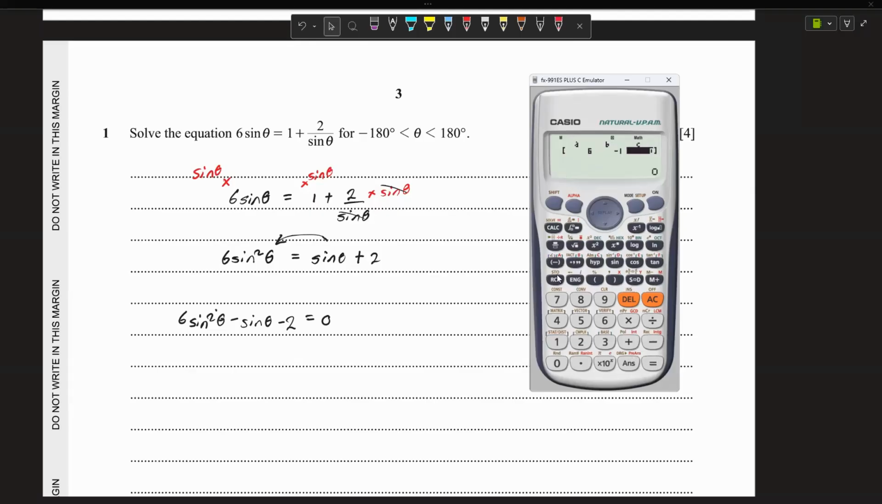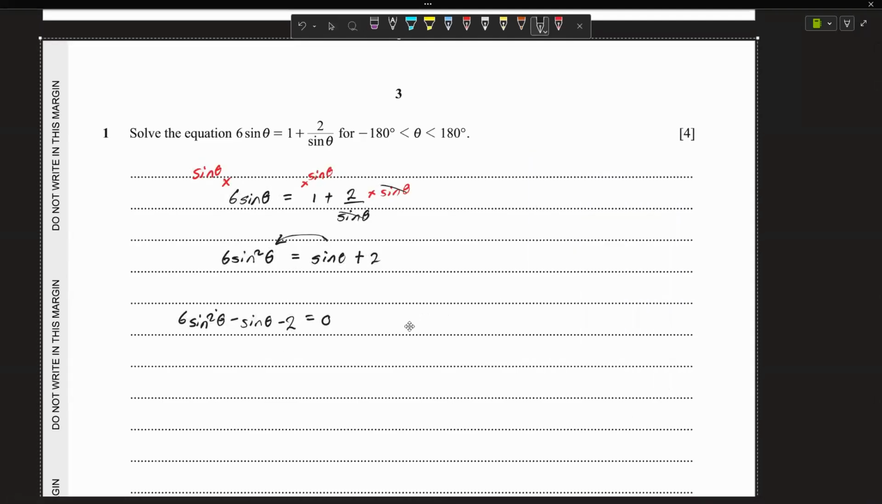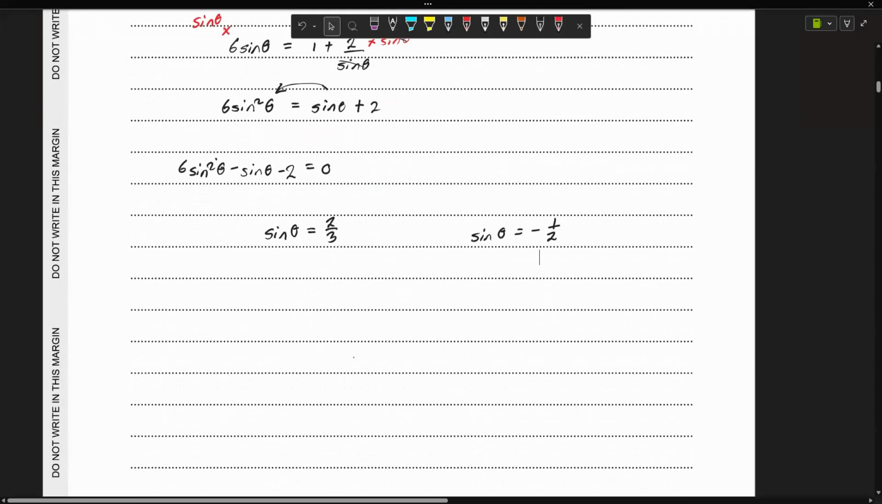Okay, so 6, -1, and -2. This gives us 2/3 as one of the solutions, and the other one is -1/2. So we're saying that sine theta is equal to 2/3, and the other one is sine theta is equal to -1/2. These are the two possible values of sine theta we're getting.